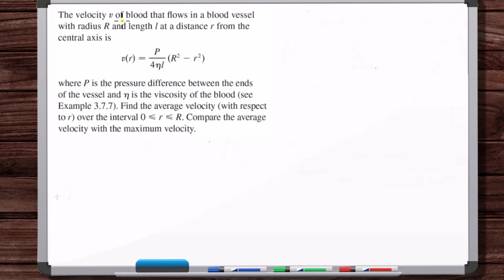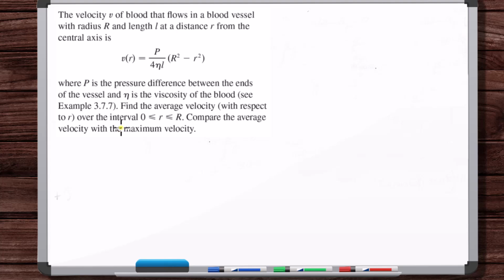The velocity v of blood that flows in a blood vessel with radius R and length L at a distance r from the central axis is given by this function, where P is the pressure difference between the ends of the vessel and this N is the viscosity of the blood. Find the average velocity with respect to r over the interval from r equals 0 to capital R. Compare the average velocity with the maximum velocity.